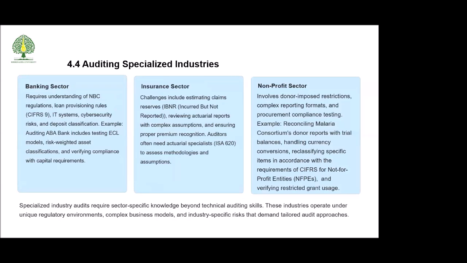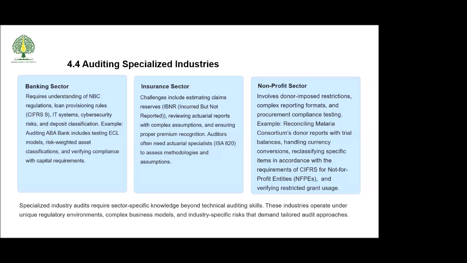This is auditing specialized industry, and I have three sectors to present for you. Now I would like to give the definition: audit in specialized industry refers to the process of conducting financial and compliance audits in a sector that operates under unique regulatory environments, complex business models, or industry-specific risks.